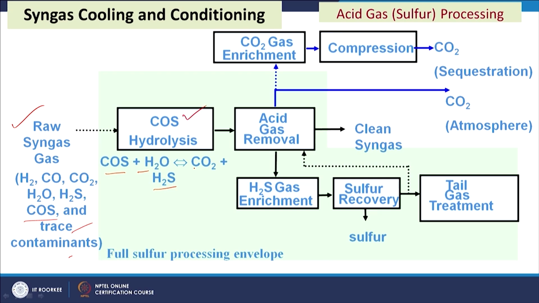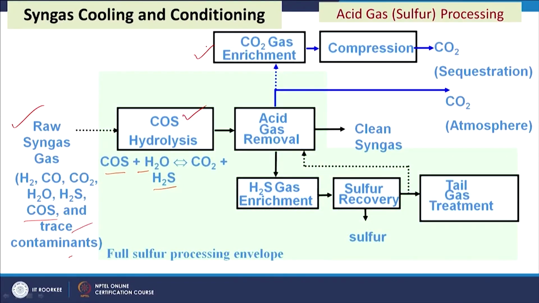Then H2S and CO2, the acid gas components, we need to remove. So, how can we remove them? Carbon dioxide removal: if we can selectively separate the carbon dioxide, then it can be enriched and sequestered. So, carbon dioxide enrichment, then compression and carbon dioxide sequestration. So, that is one way.